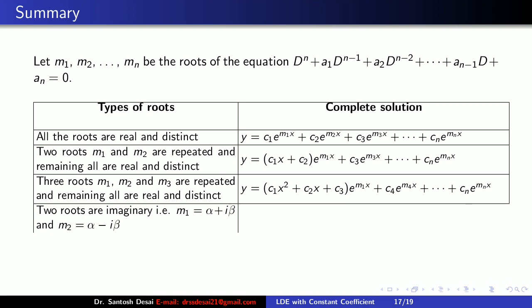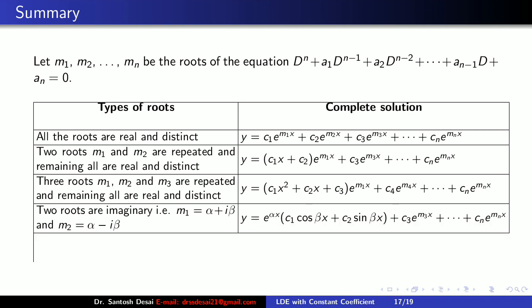And if two roots are imaginary, that is m1 = alpha + i beta and m2 = alpha - i beta, then the complete solution is y = e^(alpha x) (c1 cos beta x + c2 sin beta x) + c3 e^(m3x) + and so on + cn e^(mnx).